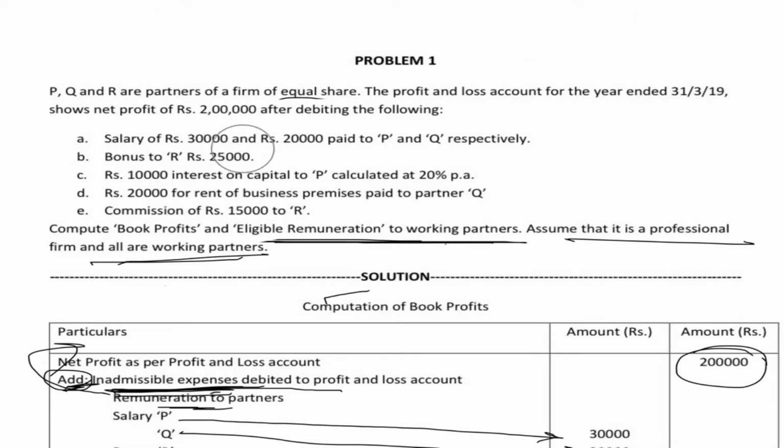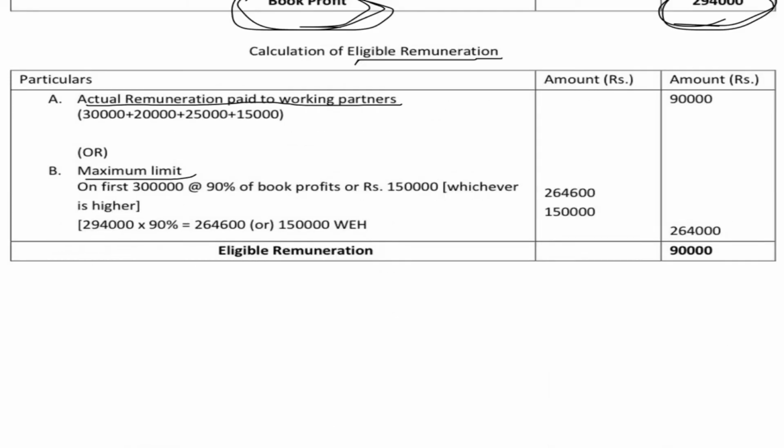So actual remuneration paid to working partners is rupees 30,000, rupees 20,000 as salary, 25,000 and 15,000 as commission. So 30,000 plus 20,000 plus 25,000 plus 15,000. The same values we have taken here, 30, 20, 25 and 15. So total remuneration paid to partners is 90,000.